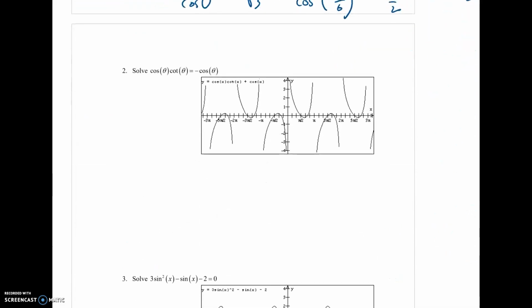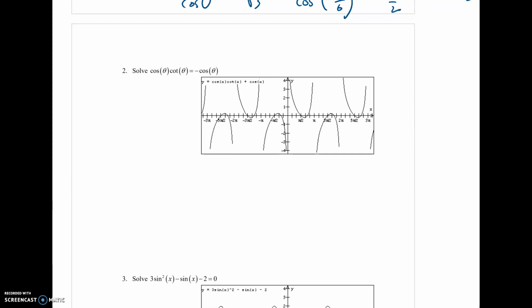All right, so let's take a look at practice number 2, and this practice number 2 is cosine times cotangent theta minus cosine equals negative cosine theta. Simplify to get only one trigonometric function. Because we have two different functions to start, don't forget to simplify.